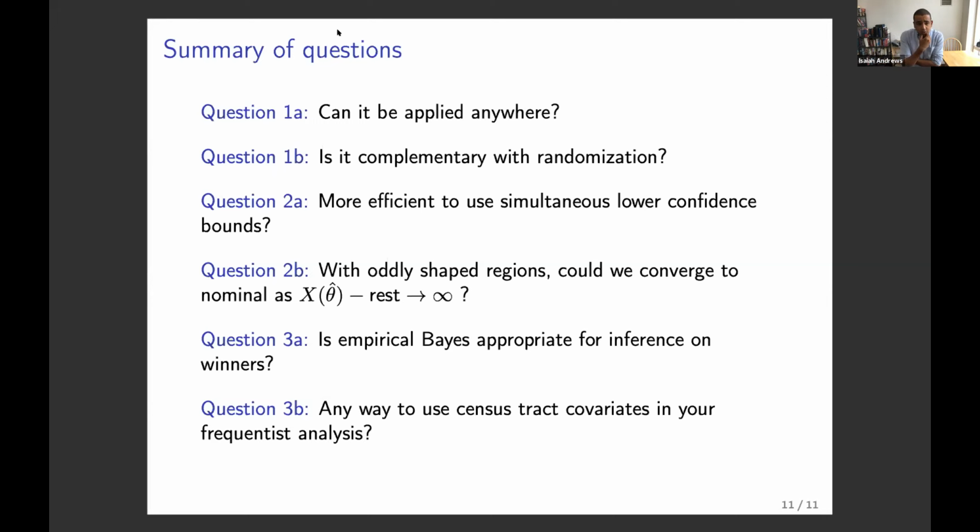And on your final question, whether one could use census tract covariates, again, yeah, that is an interesting question. Whether one could use census tract level covariates for the frequentist analysis, it certainly seems like there should be a way to do it. It is not something we have done, and so I don't want to speculate too much on the ideal way to do it, but it's a super interesting question that we definitely will want to think about.